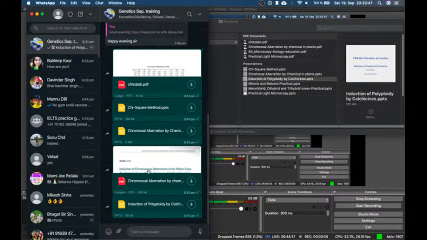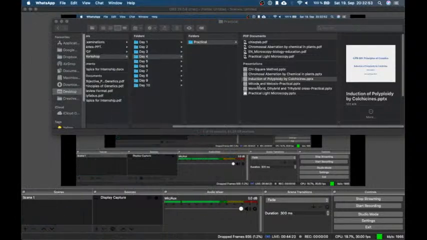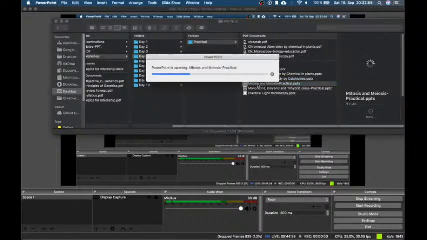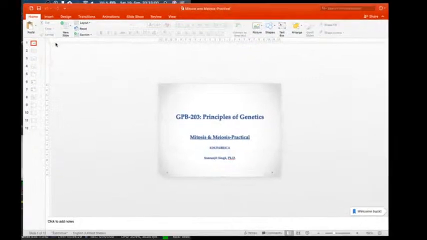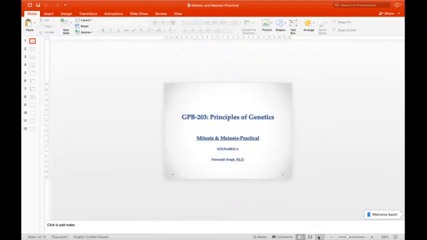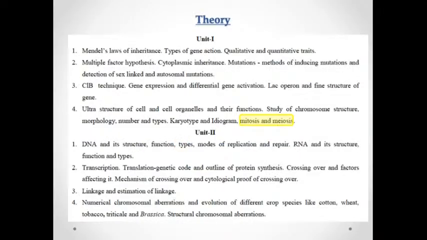So polyploidy is done, chromosomal aberration is done, chi-square method is done. So we have done three practicals so far. Now comes the fourth part, that also comes in your lectures. That is mitosis and meiosis.